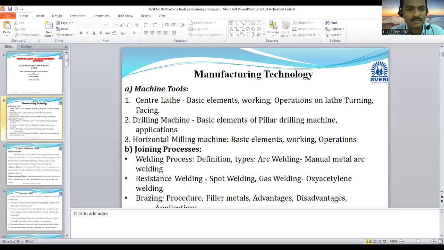Now the term is tools. The word is tool. So what is a tool? From the mechanical point of view, it is used for removing material. If you want to remove the excess material on the workpiece, that is possible by using tools.